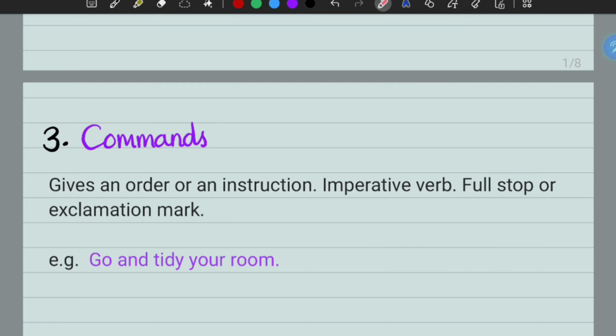The reason it's being ended with either a full stop or an exclamation mark depends on if the sentence is being exclaimed. So if I'm saying, go and tidy your room, or maybe I would use an exclamation mark if I said, go and tidy your room! But we could use some different imperative verbs. For example, get a book from the library, and get is my imperative verb. I'll do a new video soon all about imperative verbs, so do keep an eye out for that.